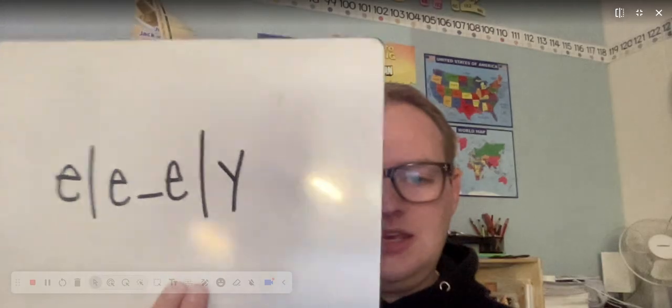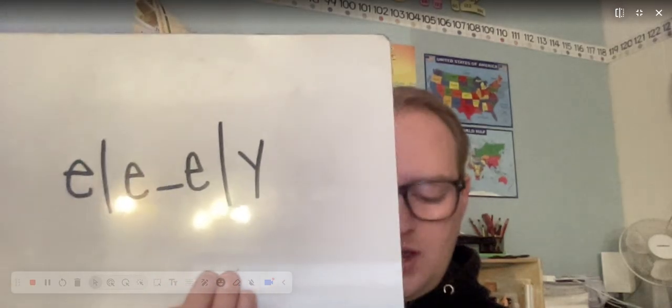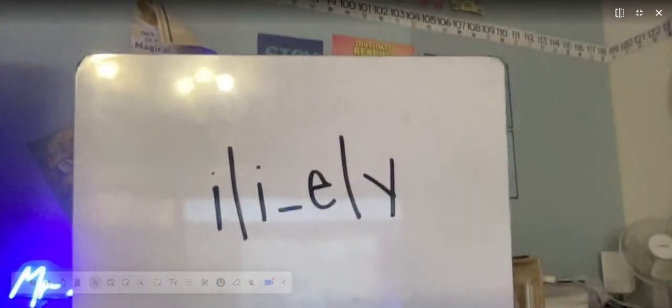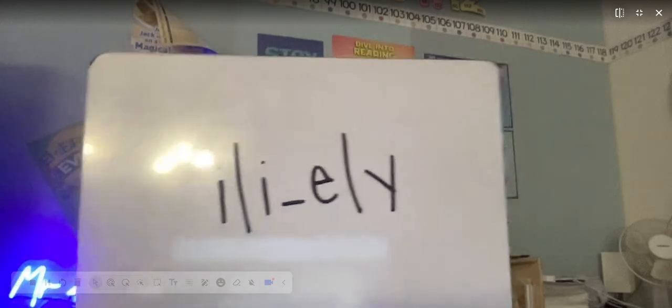The next sound I would like you to spell is E. Spell E. I believe I have 3 different ways to spell E. E consonant E, and Y. The next one I want you to spell is I. Spell I. I have 3 spellings for this one. Good job. Check your work.